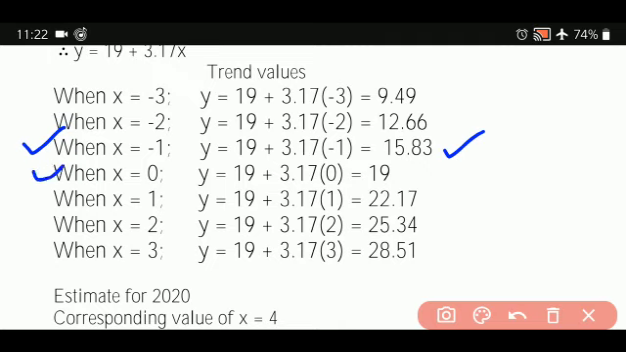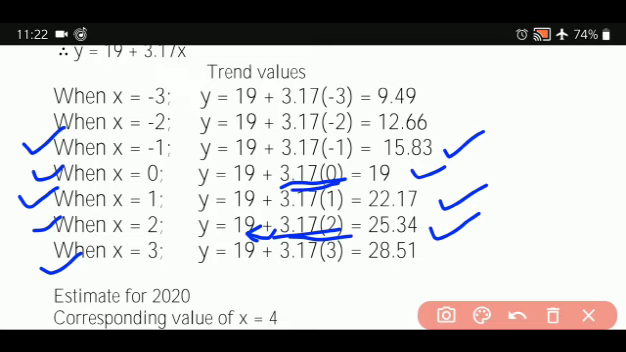When x is equal to 0, this whole term becomes 0, so you straight away get the value as 19. When x is equal to 1, 19 plus 3.17 into 1, that is 22.17. Here it becomes addition. And when x is equal to 2, y is equal to 19 plus 3.17 into 2. Multiply these two, then add to this term, you get the answer as 25.34.